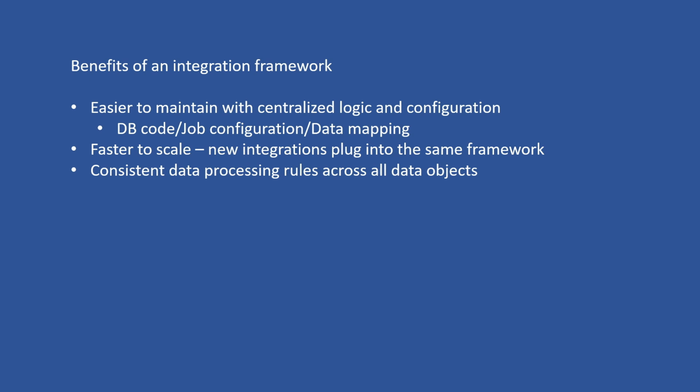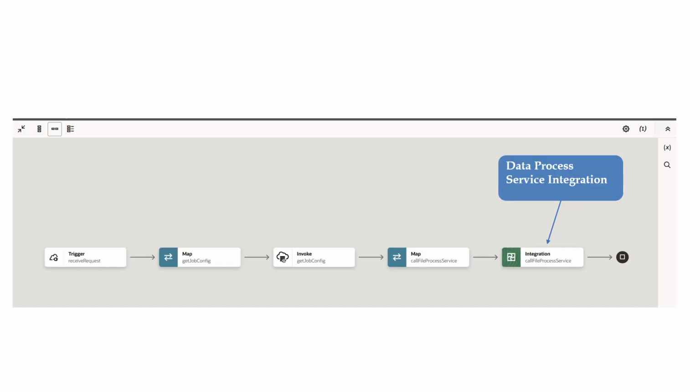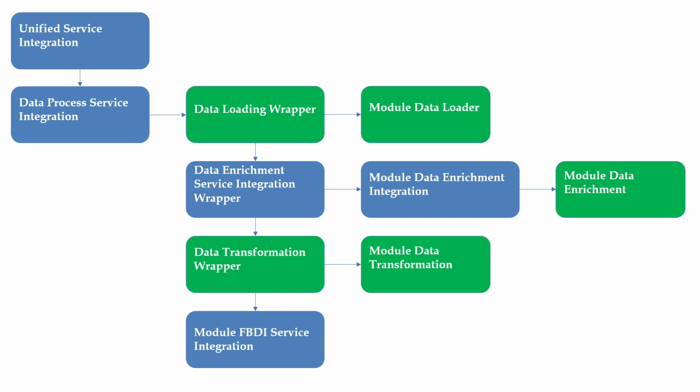So now let's go to the integration framework diagram to have a look. In this diagram, on the left hand side, there's something called unified service integration. This one is the first integration of the framework. It is a simple integration and it acts like an entry point of the framework. And this is how it actually looks. It receives the request payload and then goes to the database to extract a job definition for this particular job. And then it invokes the next integration, which is the data process service integration.